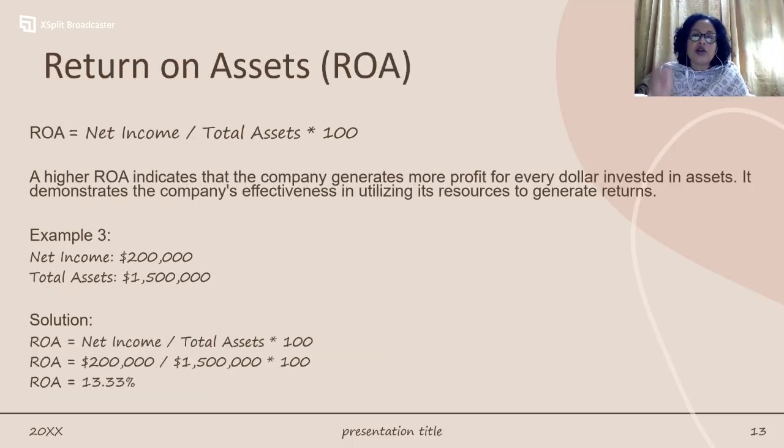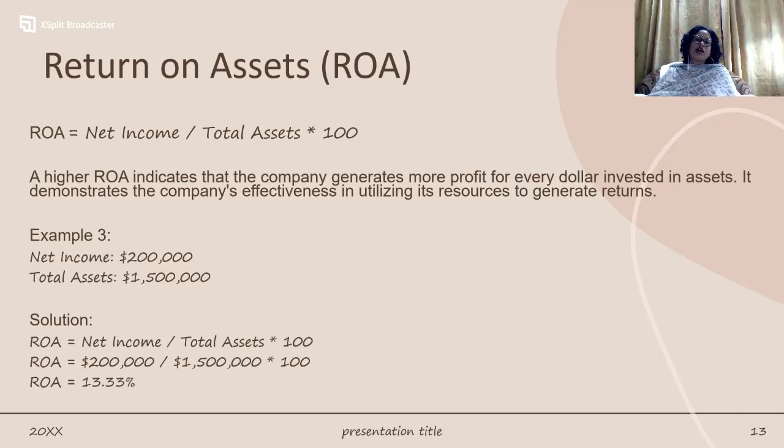Now return on assets. The formula is net income by total asset into 100. A higher return on asset indicates that the company generates more profit for every dollar invested in the asset, or every rupee that has been invested in the asset. It demonstrates the company's effectiveness in utilizing its resources to generate returns.